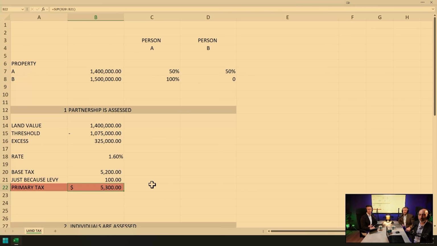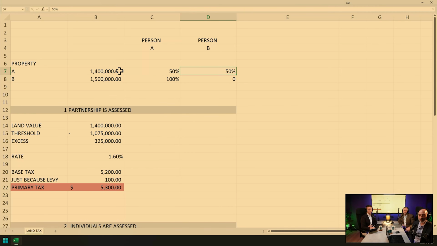Now in this case, person B would feel a little bit ripped off because they'd go, well, hang on, I own half of a 1.4. Don't I just get assessed at $700,000 and I'd be under the threshold? That's what a lot of people would think would happen, but that's not what happens. They assess the partnership at 1.4, and that's the primary assessment that gets sent out.